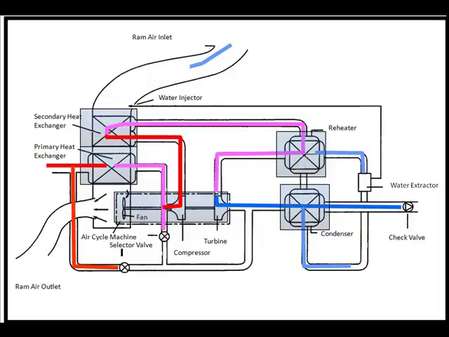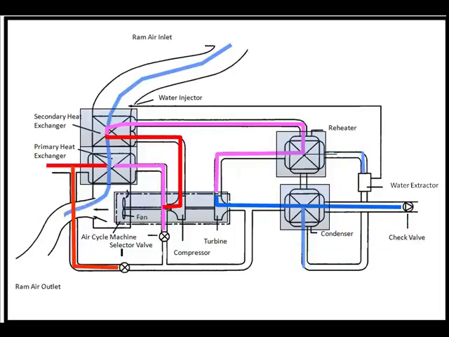Ram air flows through and decreases the temperature of the hot air from the compressor of the air cycle machine. The reheater is installed between the main heat exchanger and the condenser. The hot air from the main heat exchanger increases the temperature of the cold air from the water extractor.